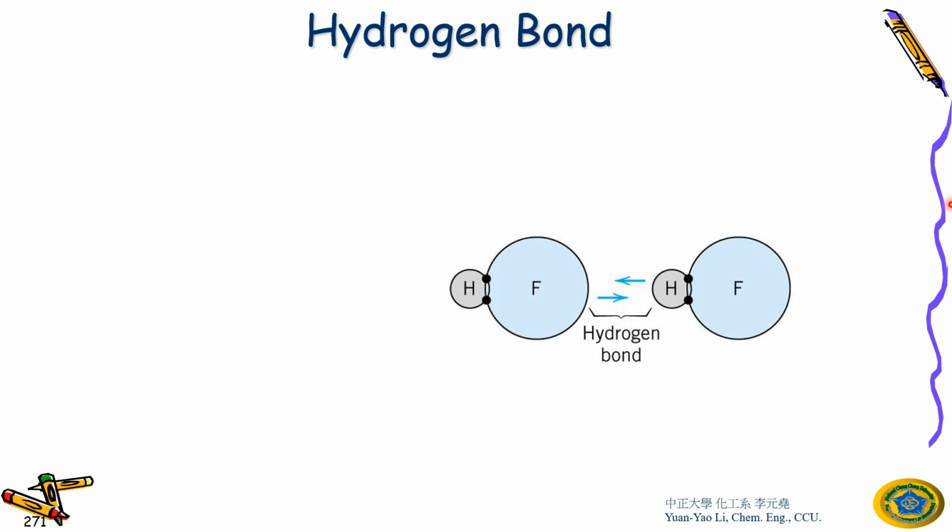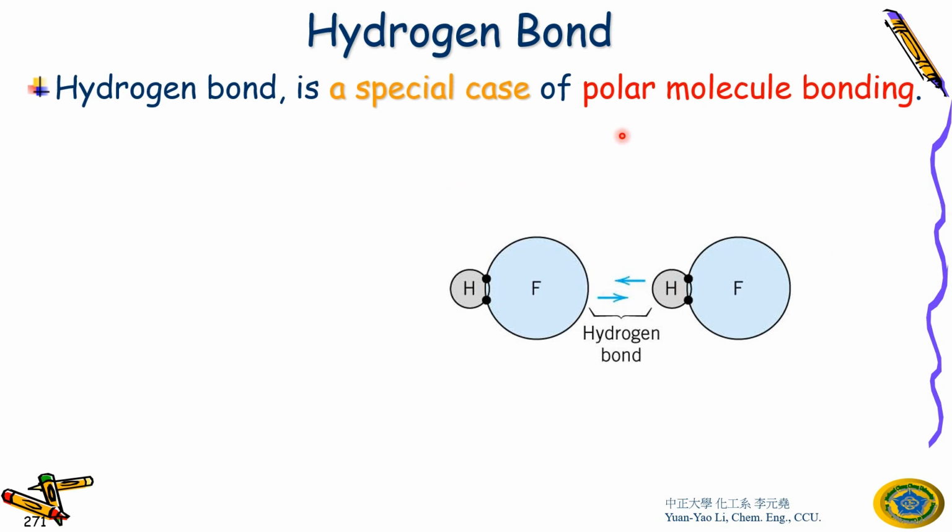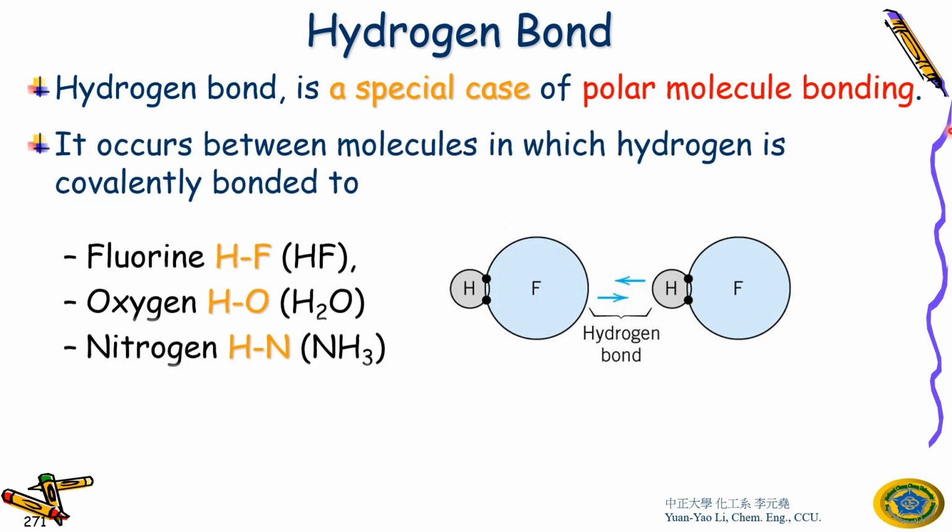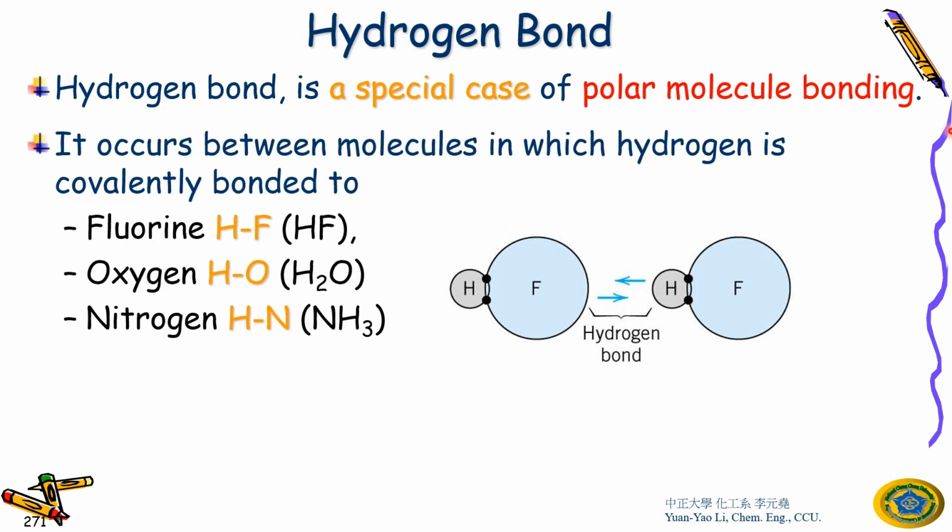Right, there are some descriptions about the hydrogen bond. The hydrogen bond is a special case of polar molecule bonding, and it occurs between molecules in which hydrogen is covalently bound to fluorine, oxygen, or nitrogen. Again, you can replace this with oxygen, right? Then you will have two hydrogens here. That will be water. Or you can replace fluorine here with nitrogen. That means you have three hydrogens around here.